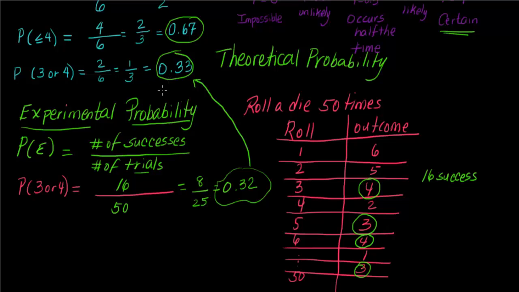So here I hope you understood the difference between theoretical probability and experimental probability. Theoretical is what we do in theory. Experimental is when you actually go through the experiment and record data and then look at the number of successes versus the number of trials. I hope this is easily understood.